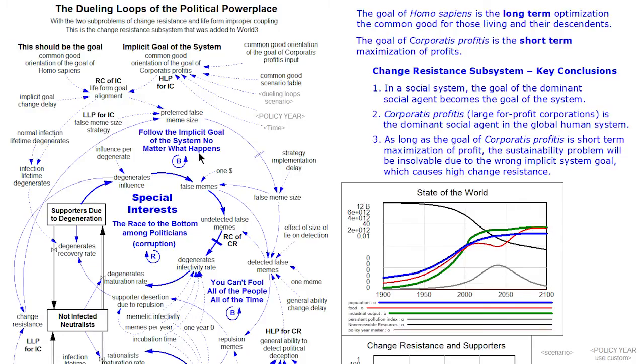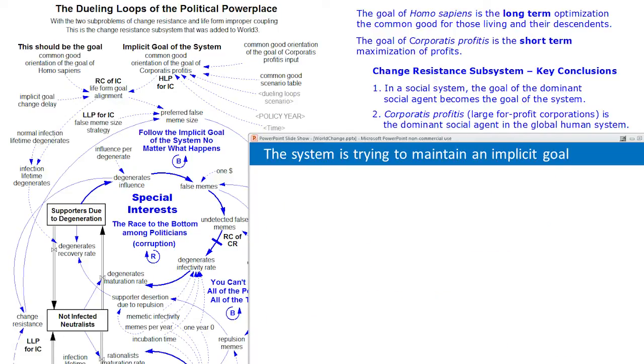Notice this balancing loop in the model. Let's take a look at what Peter Senge has to say about balancing loops and implicit goals. Peter would take a look at the sustainability problem and change resistance and say that the system is trying to maintain an implicit goal. Here's what he wrote in his book.